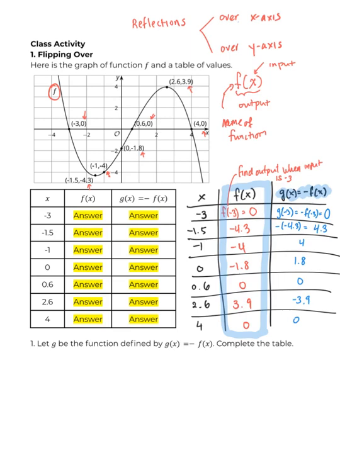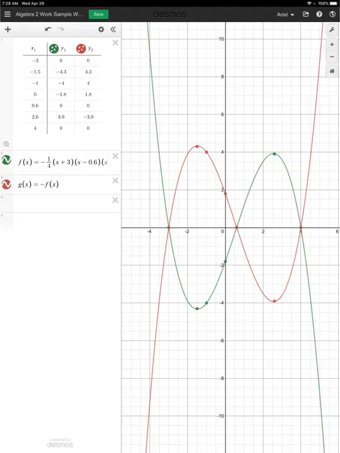So we have two different functions. Let me show you what happens if I graph those points. There you go. The f of x is the green graph. This is our original. And the red graph would be our g of x, which was negative of f of x. You see on the graph that all the x values have stayed the same, but all the y values have opposite signs of each other.